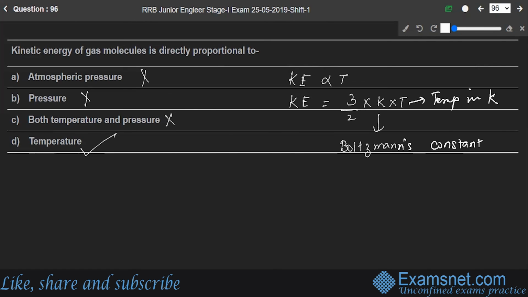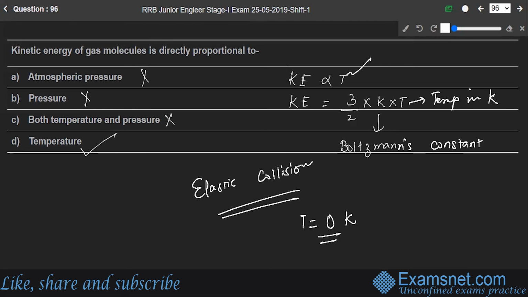So, we are discussing kinetic energy. According to the kinetic theory of gases, the average kinetic energy of a collection of gas molecules is directly proportional to the temperature. According to this theory, the molecules undergo elastic collisions with the walls of the container and with each other. At absolute zero temperature, that is when the temperature is equal to 0 kelvins, the average kinetic energy also reduces to 0, hence there is no collision within the gases.